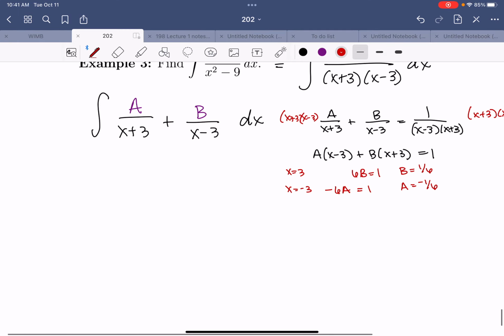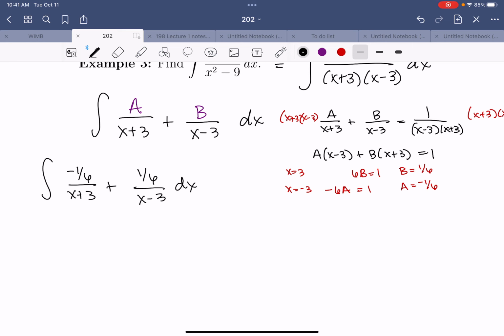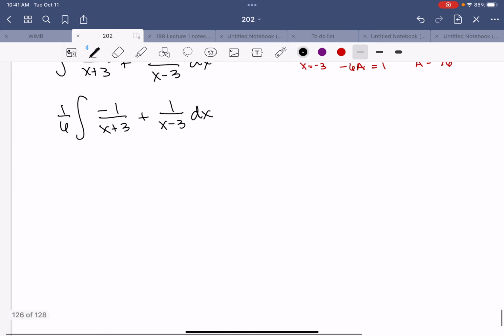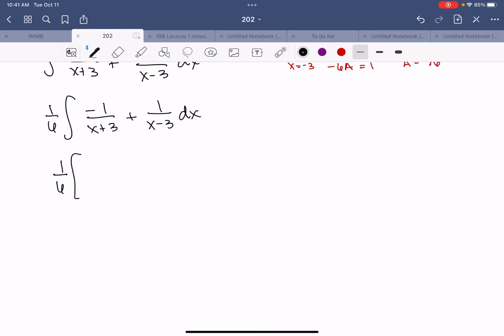Okay, and I'm going to go plug those back in. So that's going to give me the integral of -1/6 over x plus 3 plus positive 1/6 over x minus 3. And I'm just going to pull that 1/6 all the way out front. From here, we're going to go ahead and take our integral. So this is 1/6 times negative natural log x plus 3. The derivative of the x plus 3 is just 1, so we don't have to compensate for anything there. And this is the natural log of x minus 3. Again, derivative is 1, so we don't worry about it.